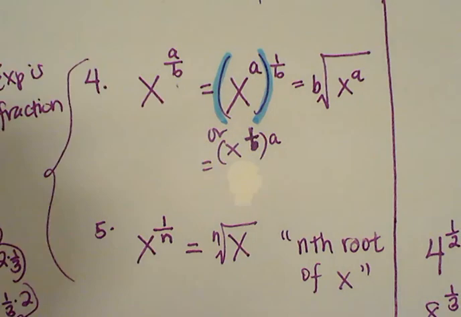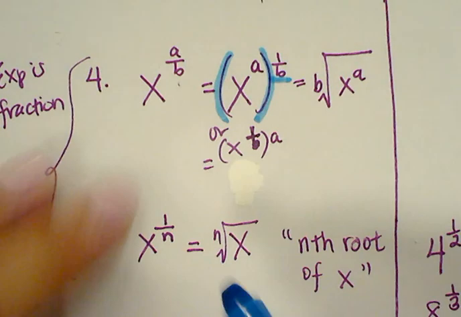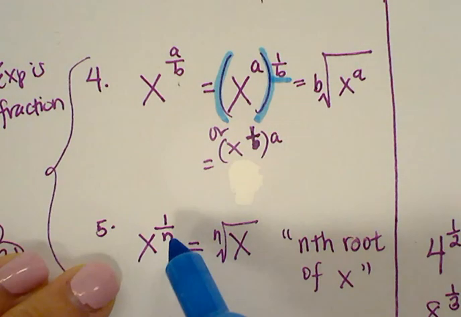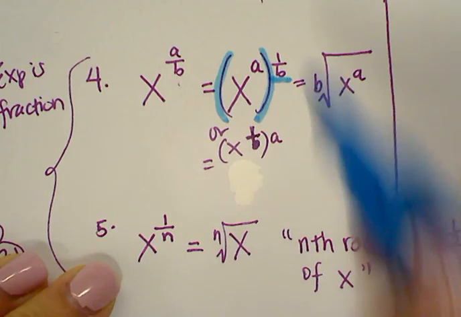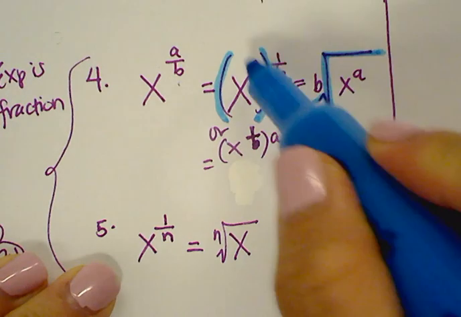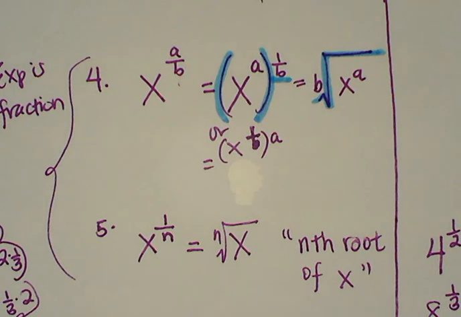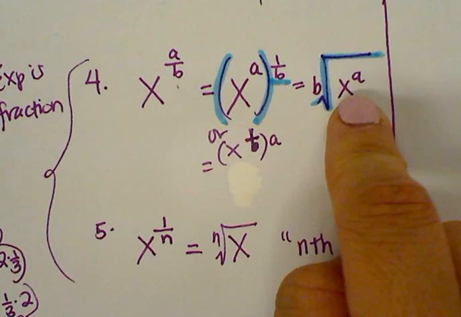But what does it mean to do 1 over b? Well, what does it mean to do 1 over n as an exponent? It's the nth root, right? So 1 over b is the bth root. So that is the bth root of what's inside, x to the a. So you basically keep the numerator with the x. Okay?